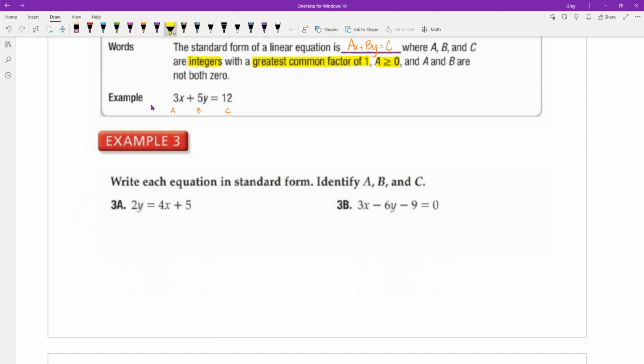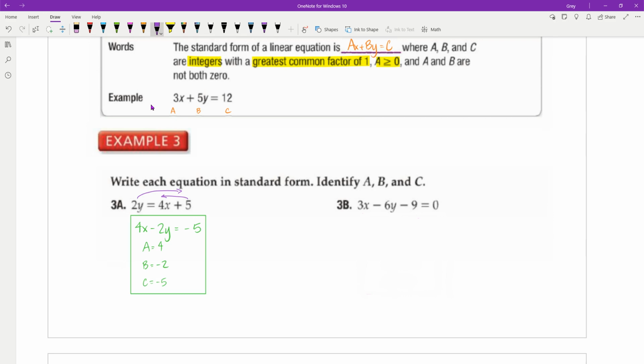The x needs to be positive. If I take the 2y onto this side, I would subtract. And if I take the 5 over there, I'm going to subtract. Now, it's an equation, so I can flip it. So when I write it, I got 4x minus 2y equals negative 5. My a, of course, is 4. My b is negative 2. And my c is negative 5.